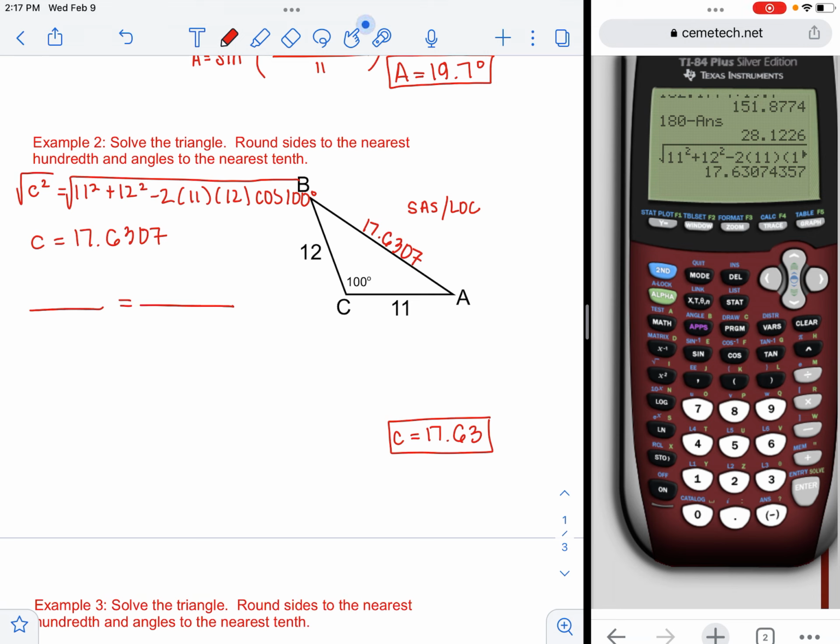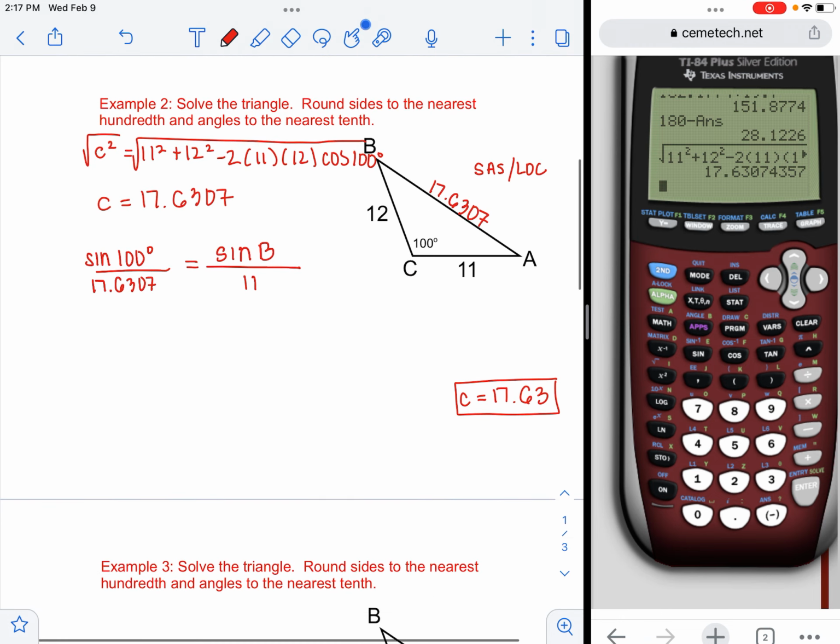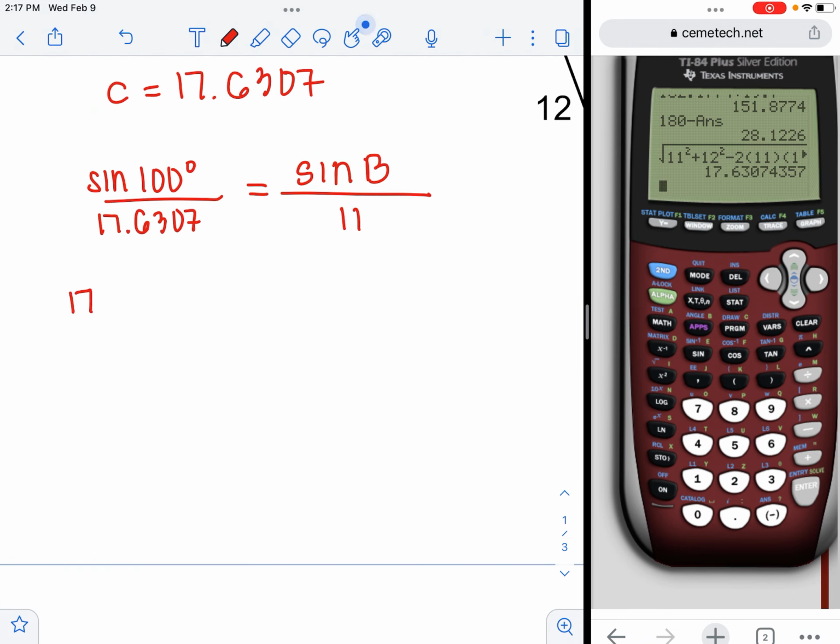All right, so the ratio that I do know is that 100 and that 17.6307. So sine of 100 degrees over 17.6307 is equal to, and then remember the next step that I have to take is I have to find the smallest angle first. So I have two angles left, angle A and angle B. Angle B is across from 11, angle A is across from 12. That means angle B is my smaller angle. So I'm going to do sine of angle B over 11. Cross multiply and solve for angle B.